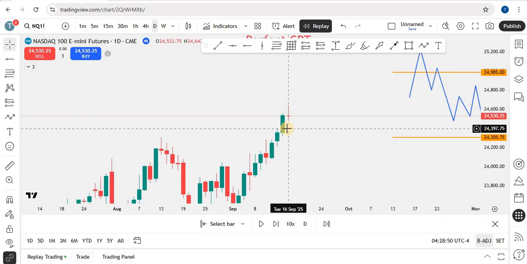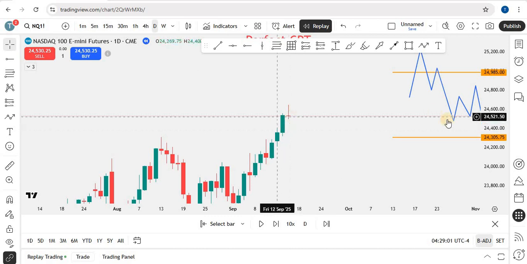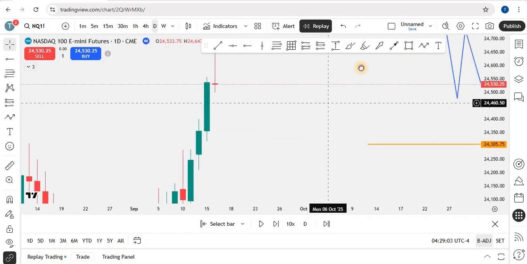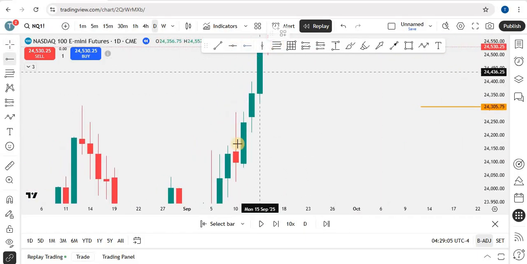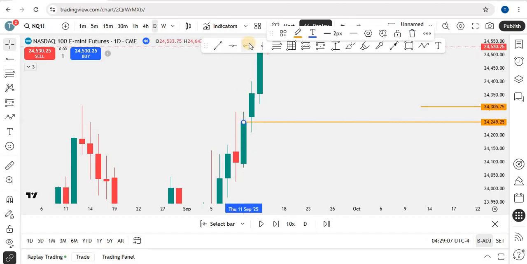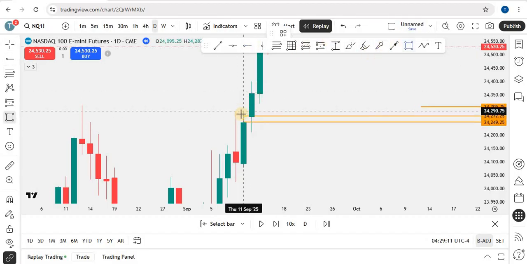But first of all, if you didn't see my previous video on the liquidity leg base, you have to see that one also. It will make you more informed about the liquidity. So here let me mark out some important areas. Like here we have a volume imbalance. Okay, we have here a fair value gap.